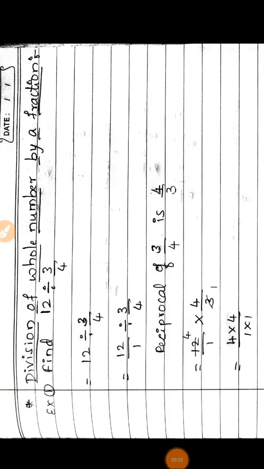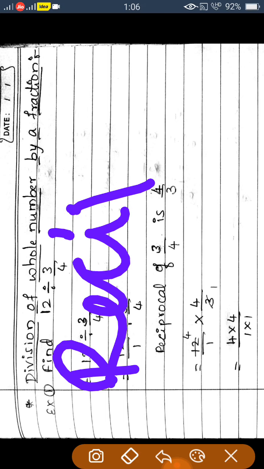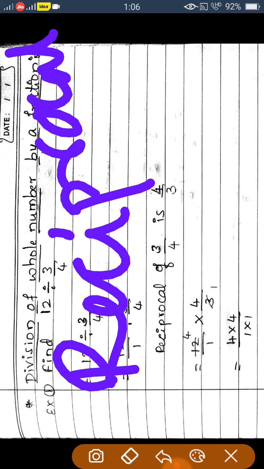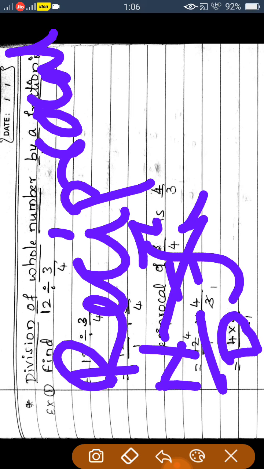See students, the continuation of the fraction as a division of fractions, whole number by a fraction. So whole number with the fractions, how we can divide the numbers. Before going to division, I want to introduce one word, reciprocal. You have studied it. Reciprocal means reverse. If it is in the numerator, put it in the denominator, a reverse process. Write the numerator to denominator, denominator to numerator. It is called the reciprocal of a number.